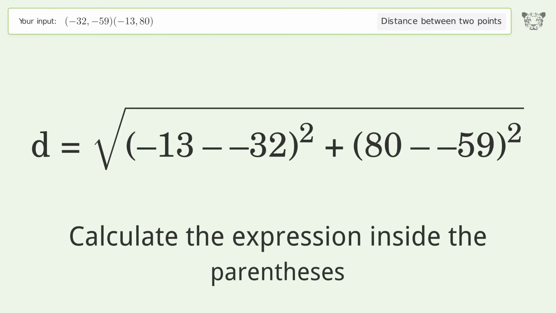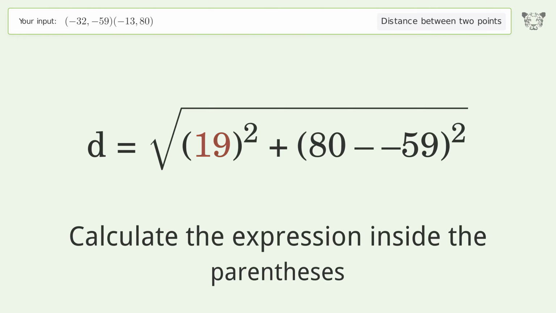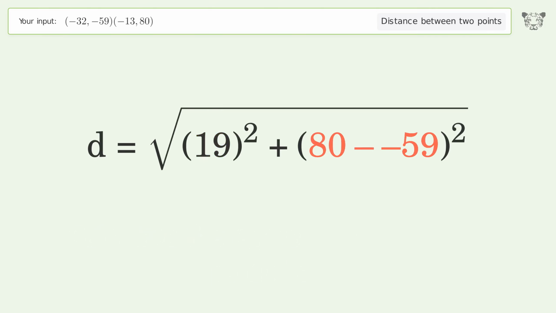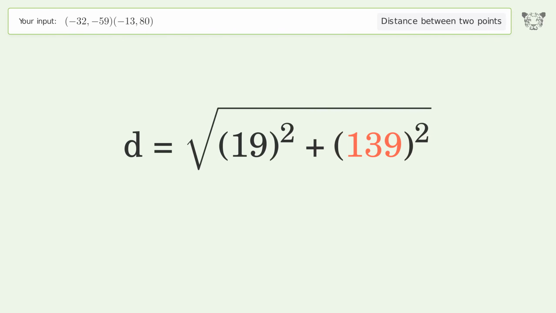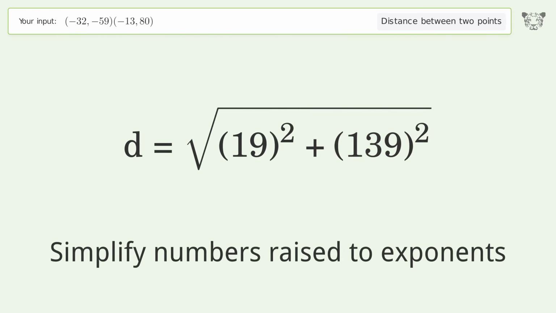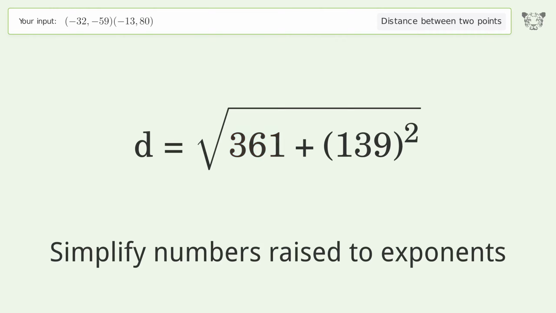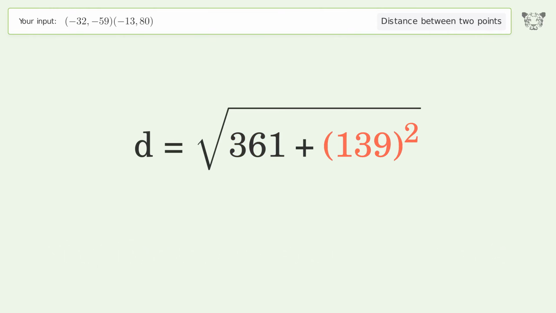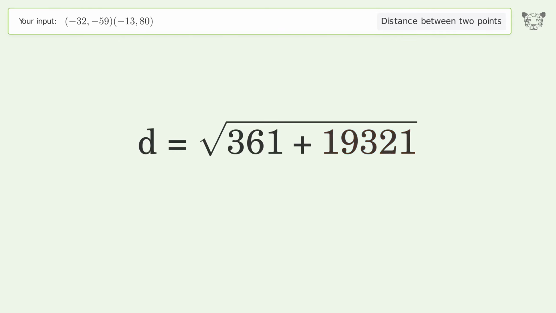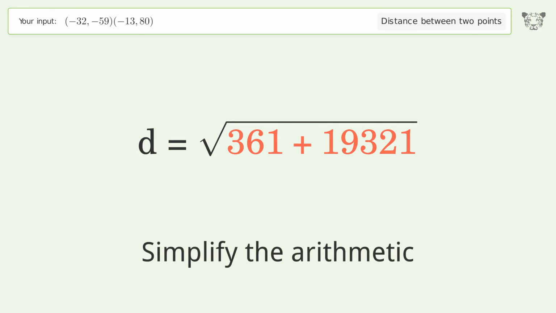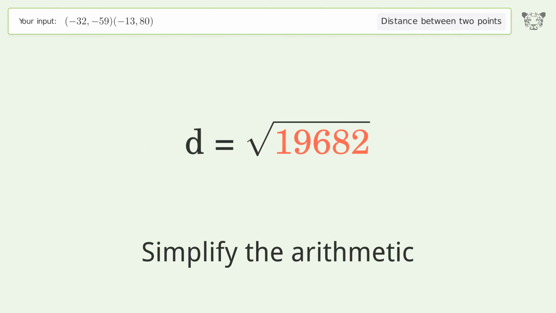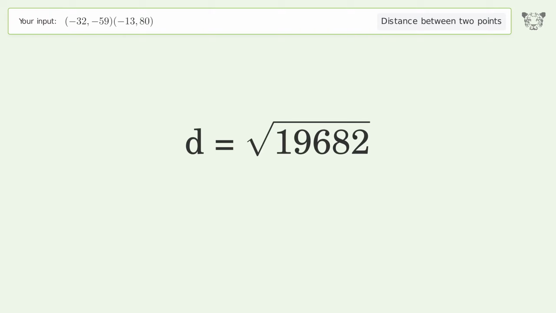Calculate the expression inside the parentheses. Simplify numbers raised to exponents. Simplify the arithmetic. And so the distance between the 2 points is the square root of 19,682 or 140.293.